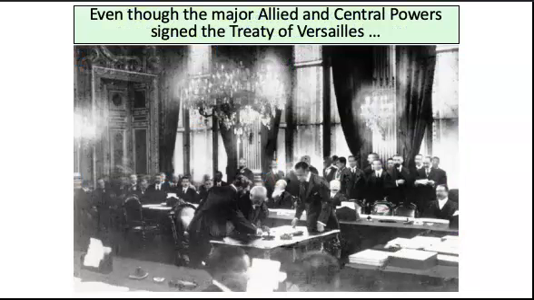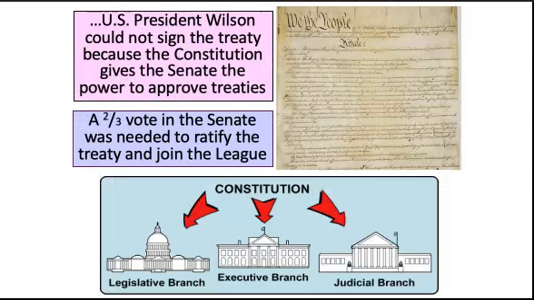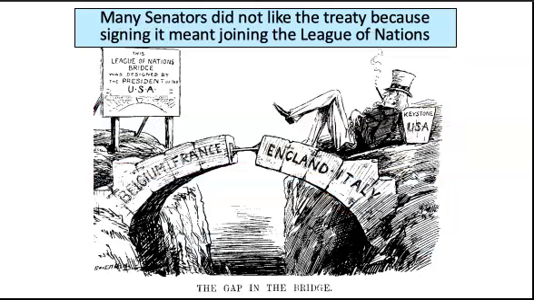Now, even though the major Allied and Central Powers signed the Treaty of Versailles, the U.S. President Wilson could not sign the treaty because the Constitution gave the Senate the power to approve treaties. What this would require was a 2/3 vote in the Senate to ratify the Treaty of Versailles. However, many senators did not like the treaty because signing it meant joining the League of Nations.